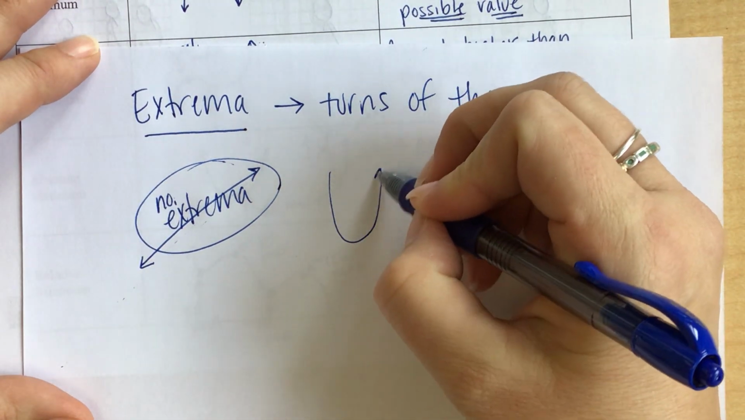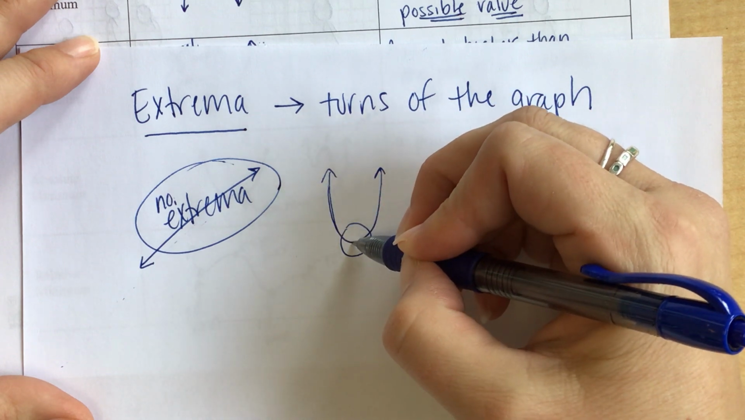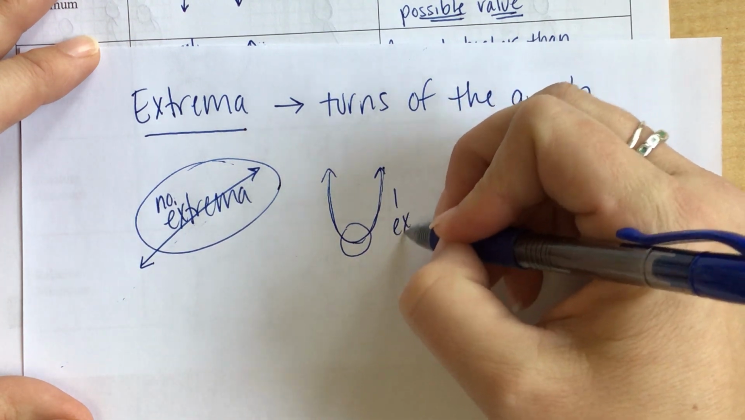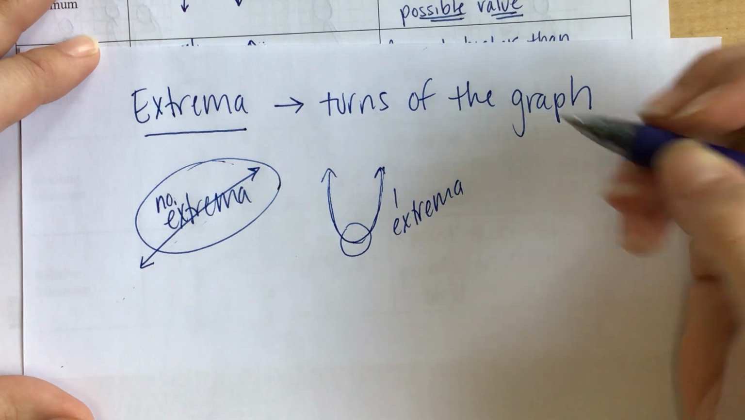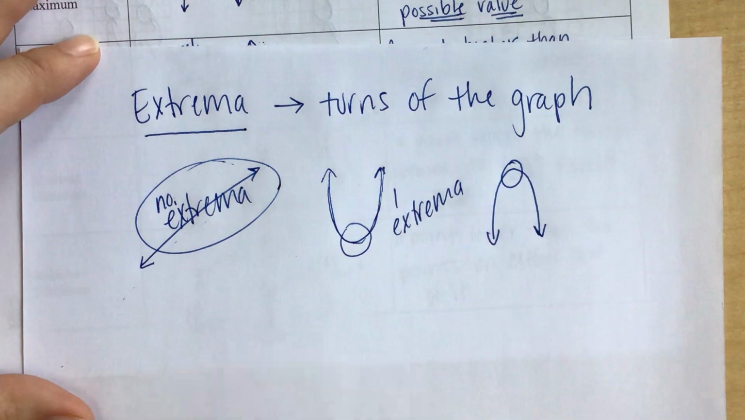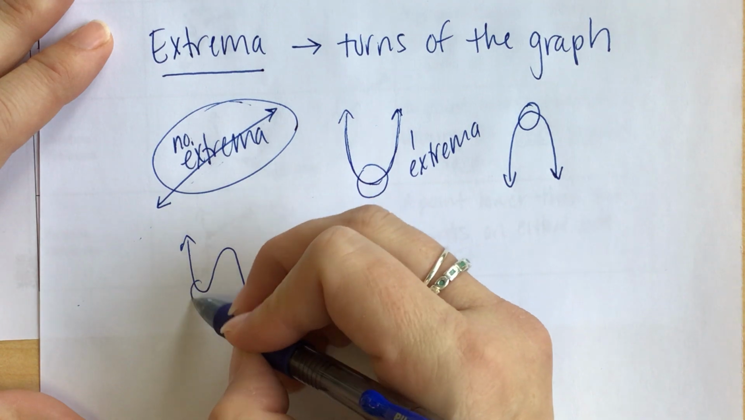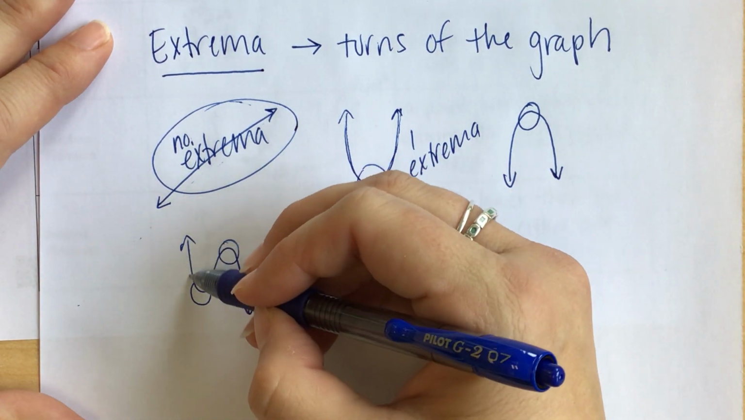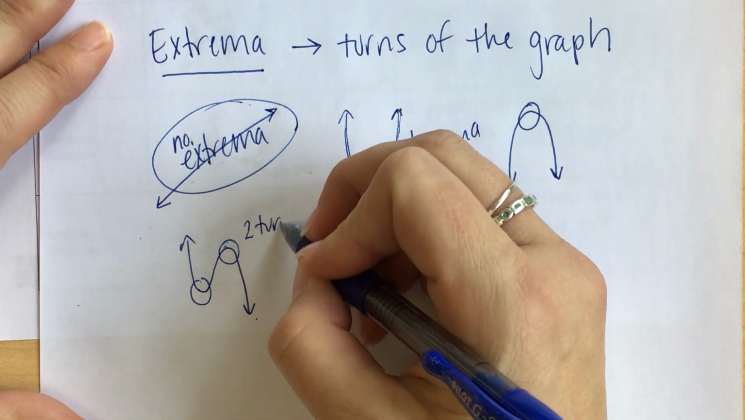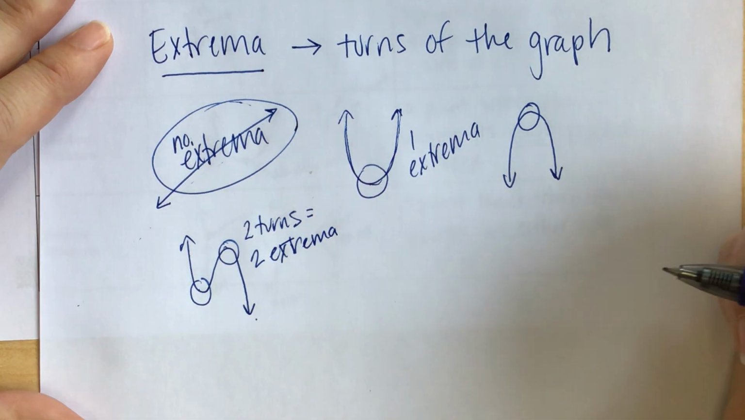So then here, this has one turn, right? We're going down, down, down, down, down. We get to a point and then suddenly it turns and now we're going up. So this is going to have one extrema because it has one turn. All right, so then here's a turn, here's a turn. This was going down, then it turns and goes up, then it turns and goes down. So this has two turns, so guess how many extrema it has? You're right, two extrema.